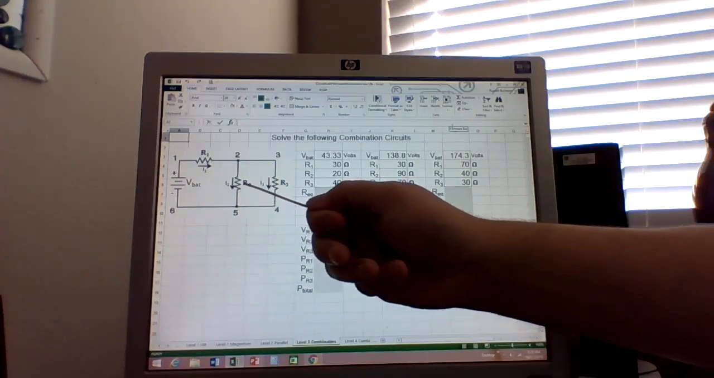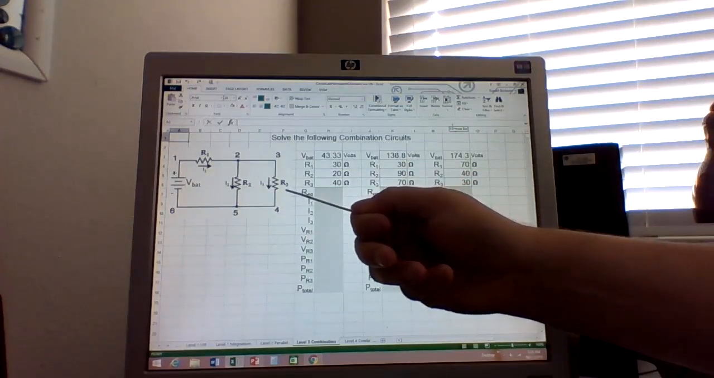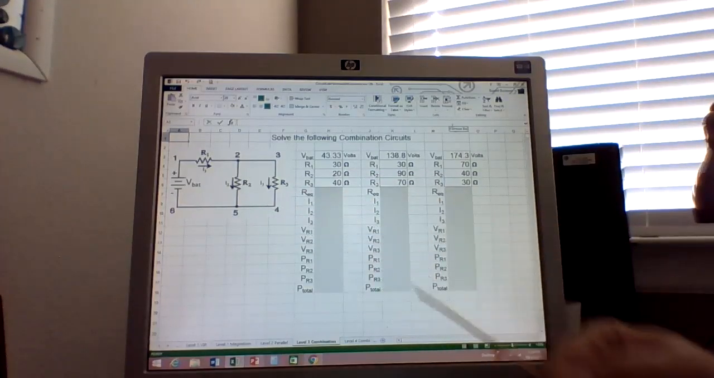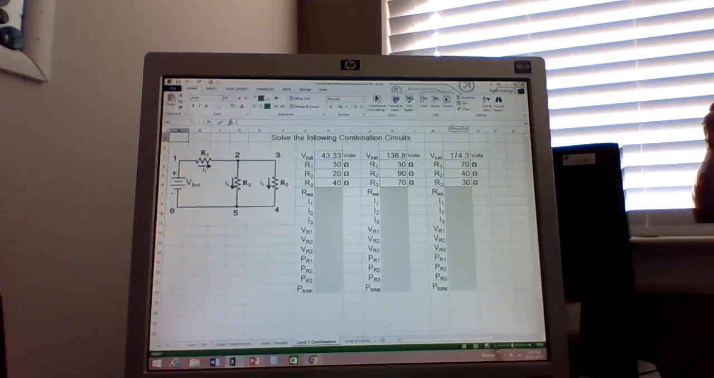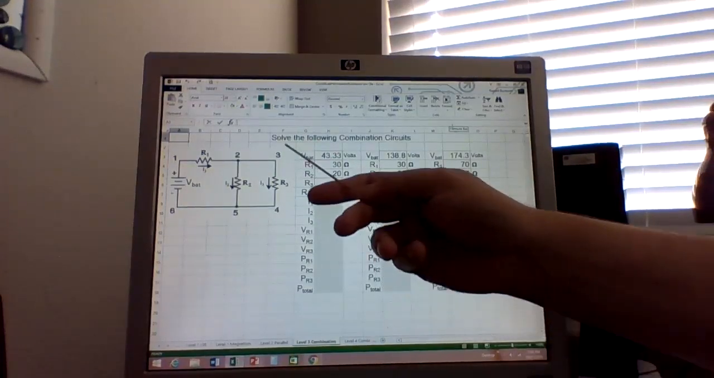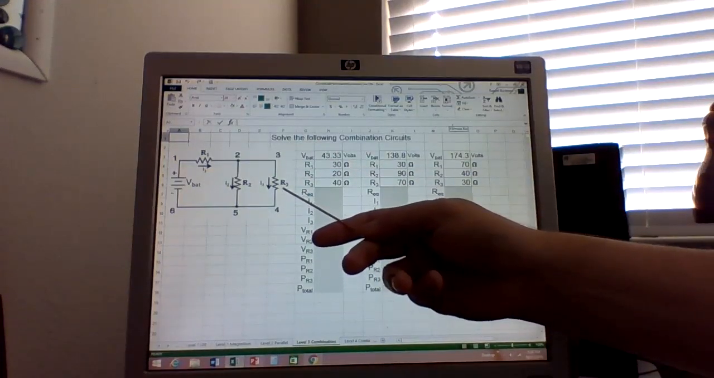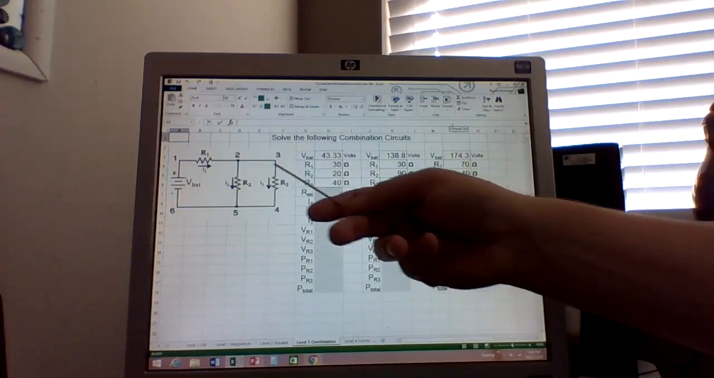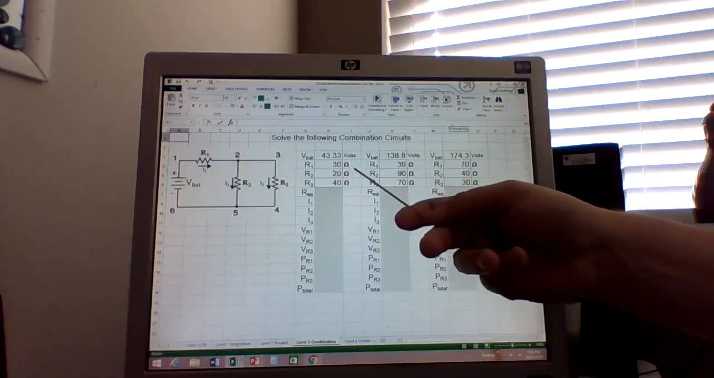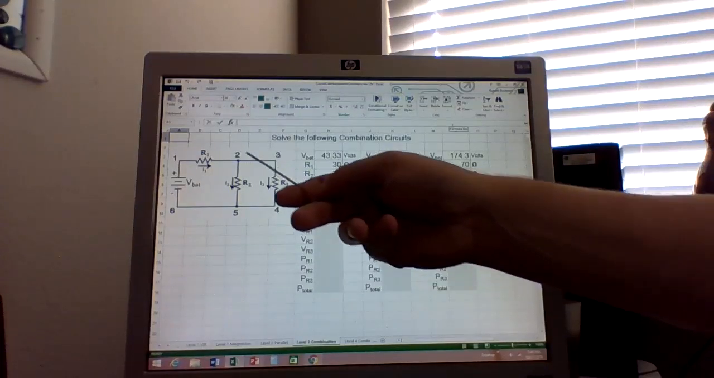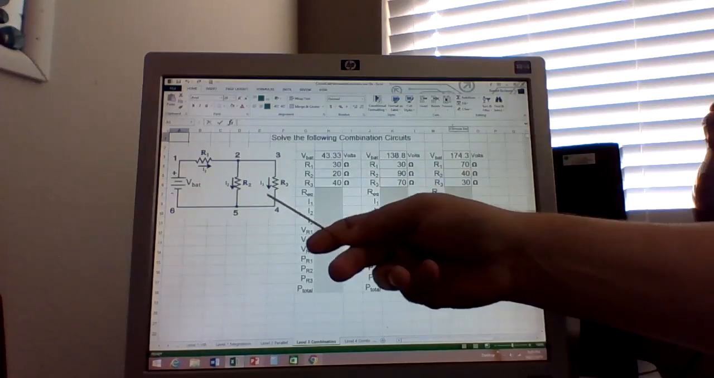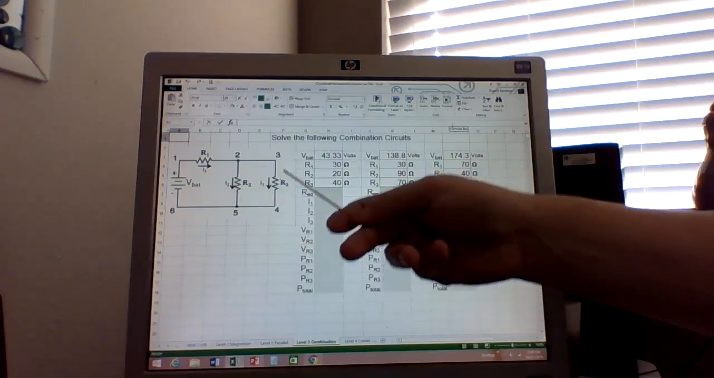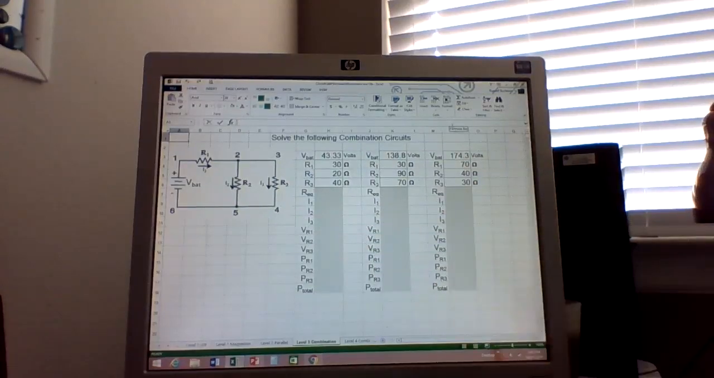Now let's think about it. Does it make sense that I got more current going through R3? Or excuse me, less current going through R3 than R2? Yes, it does. It makes perfect sense because R3 has got more resistance. Okay, so therefore less current would go through. And since it's got twice the resistance of R2, I should expect twice as much current to go through R2 as through R3. So therefore, it makes perfect sense that this is 2/3 and this is 1/3.